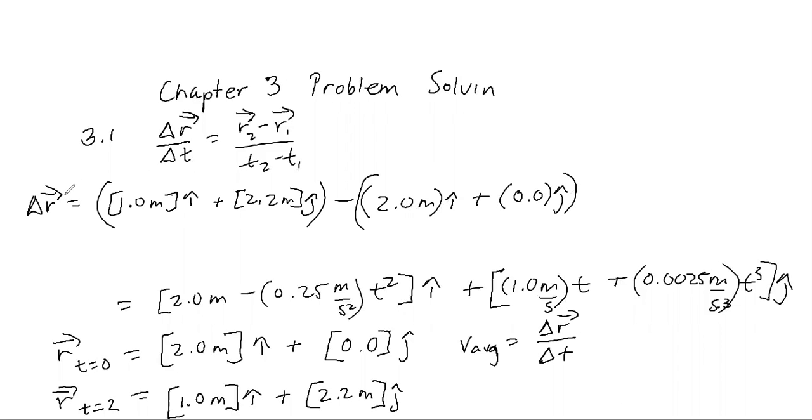And let's see what that's going to give me. That's going to give me -1.0 meter i plus 2.2 meter j, and then that will be over 2 seconds minus 0 seconds.